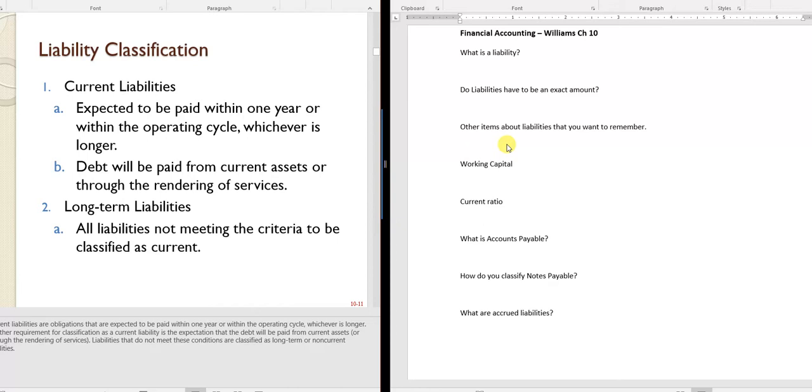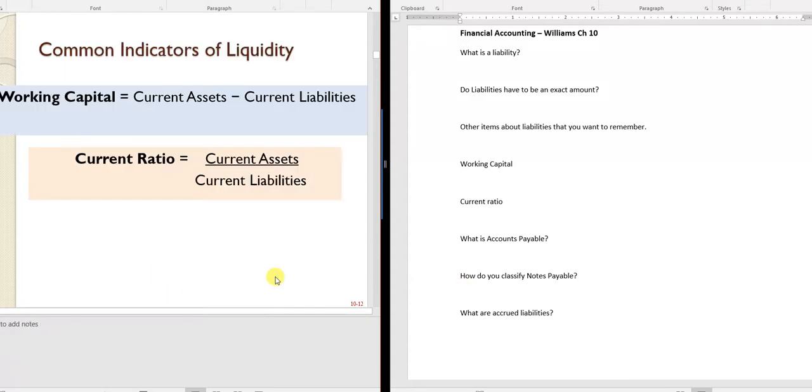So just make sure you understand liabilities. Current liabilities are those to be paid within a year. Long-term liabilities are everything else. We generally say they won't be paid within a year, but a couple of the ratios that are important. Working capital, notice working capital is current assets minus current liabilities.